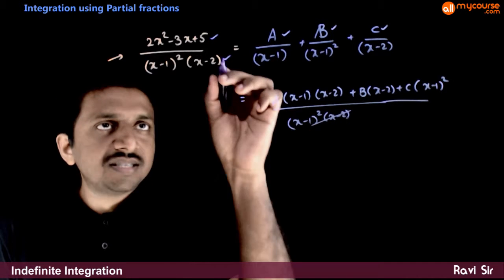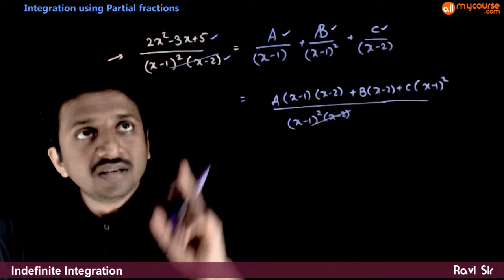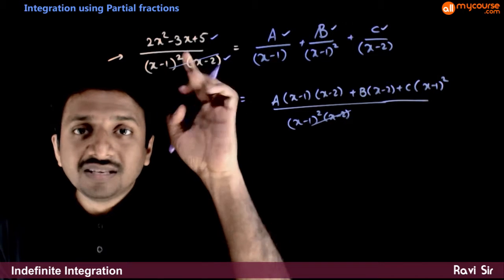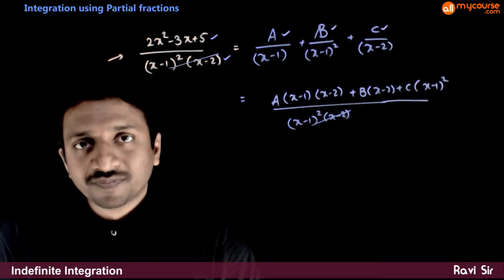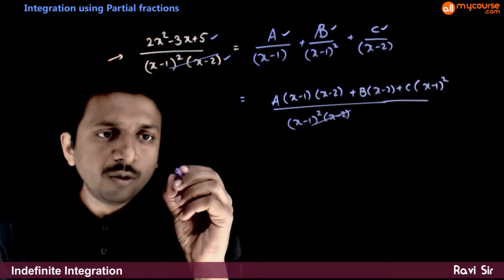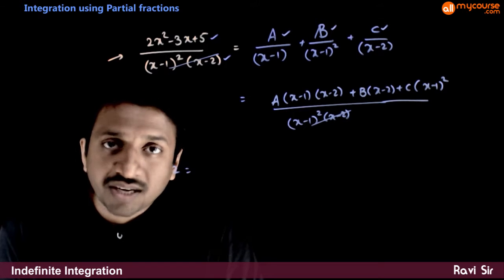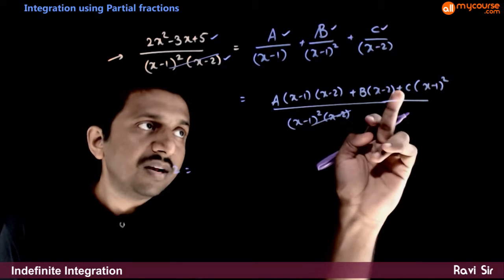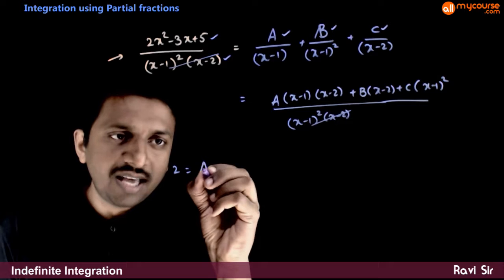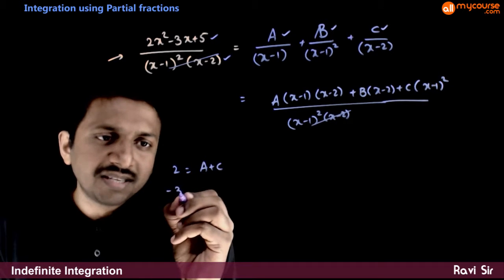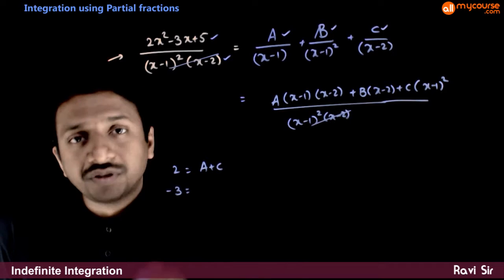The denominators are same, so they get cancelled. So the numerators, each coefficient has to be same on both sides. The coefficient of x square here, which is 2, is equal to the coefficient of x square on this side. So you have ax square plus cx square. It is a plus c. The coefficient of x here is minus 3. What is the coefficient of x here?